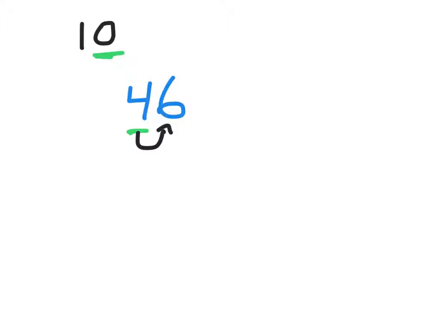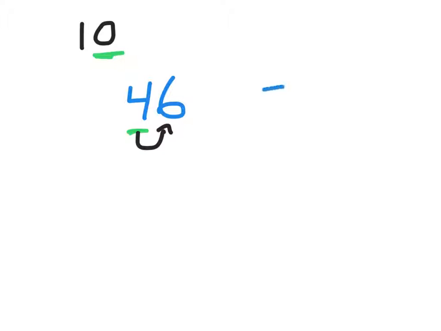When rounding to the nearest 10, I have to keep in mind that the number 10 has 1 zero, so my answers should always have 1 zero. So for example, if I have a number like 46, I want to identify my tens place value. In this case, it's a 4. And I look immediately to the right, and I have a 6.